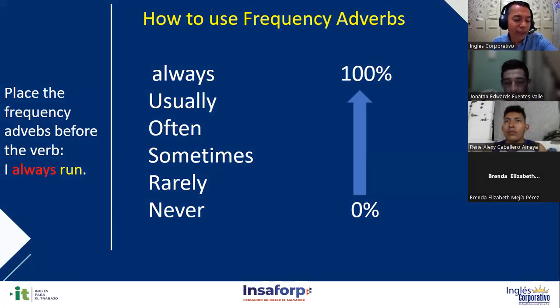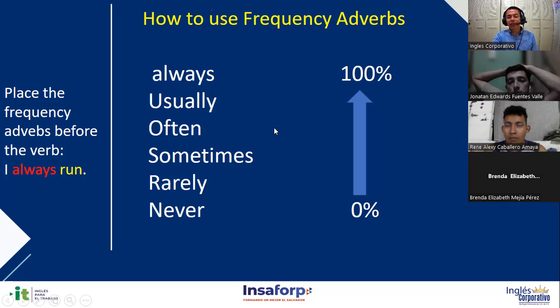We are going to introduce the frequency adverbs, right? Ahora vamos a introducir con qué frecuencia hacemos esas actividades, tanto en el trabajo como en nuestra casa. Always. I always clean the house. Siempre limpio la casa. I usually clean the house. Usualmente, es un 90% de posibilidad. 80%. Often, con frecuencia. I often clean the house. Por un 60%. Sometimes, algunas veces, un 40, 30%.